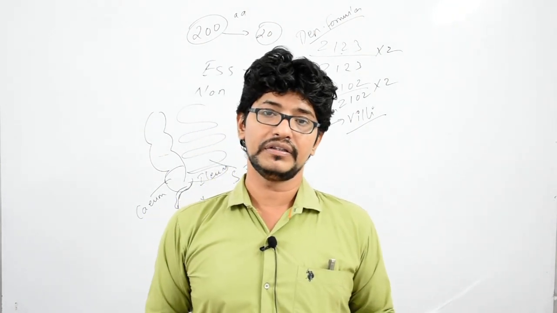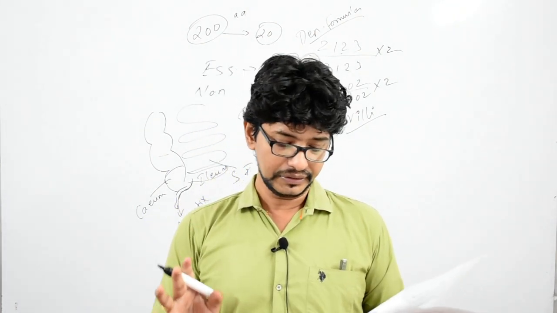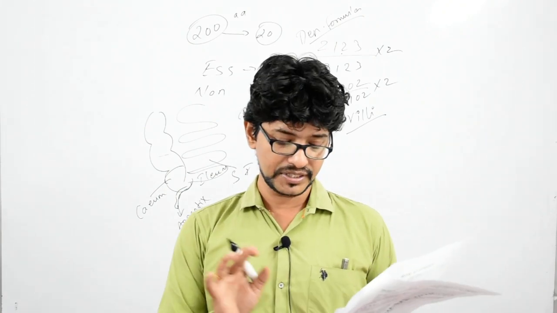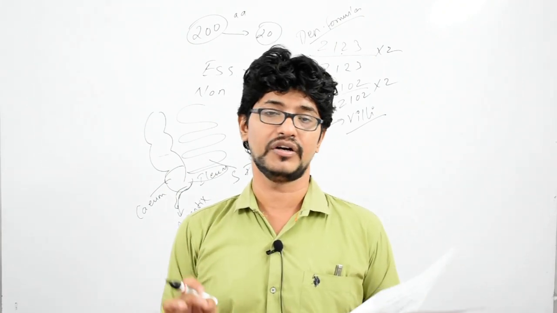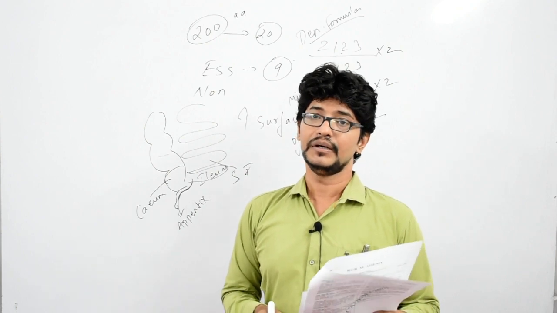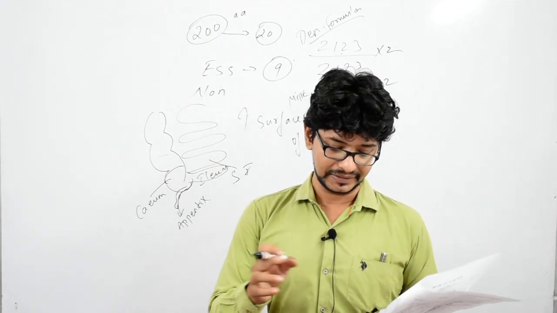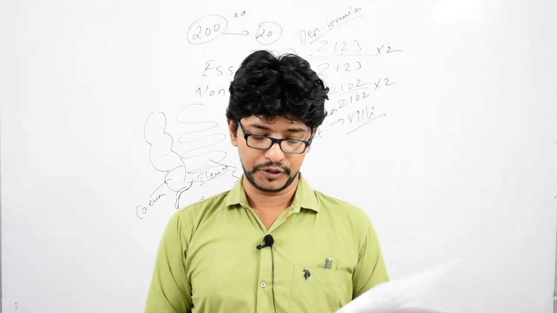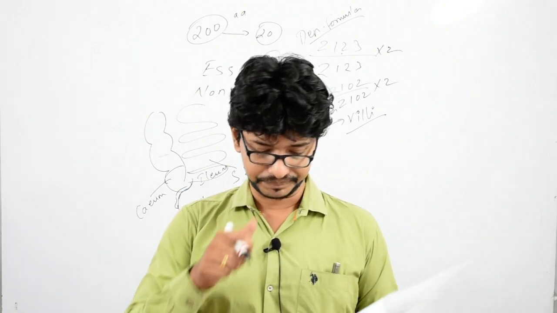Then Brunner's glands. Whenever Brunner's glands come up, you go with the submucosa of the duodenum. More specifically, they ask about the submucosa, not the mucosal region, because the islets of Langerhans are elsewhere. Here it is the submucosa of the duodenum. That is option 3.